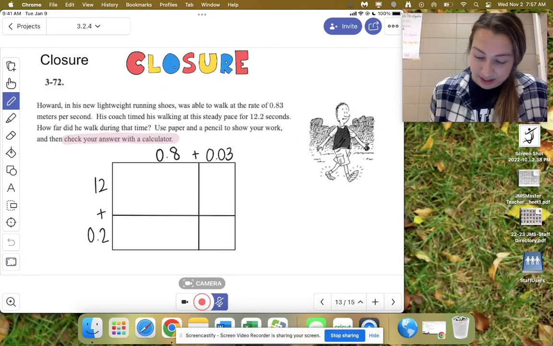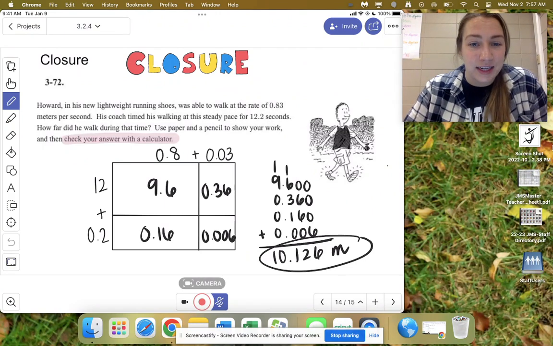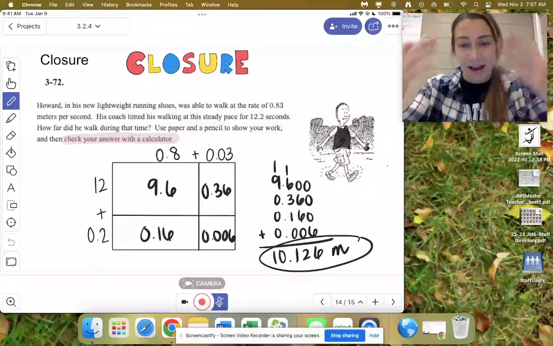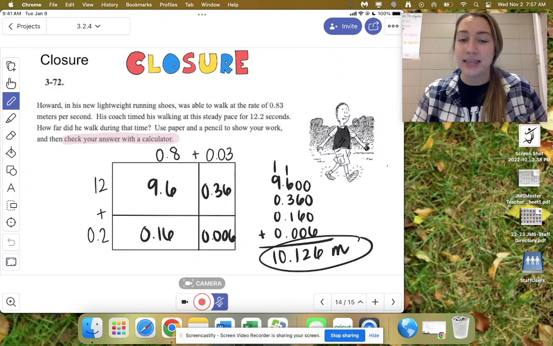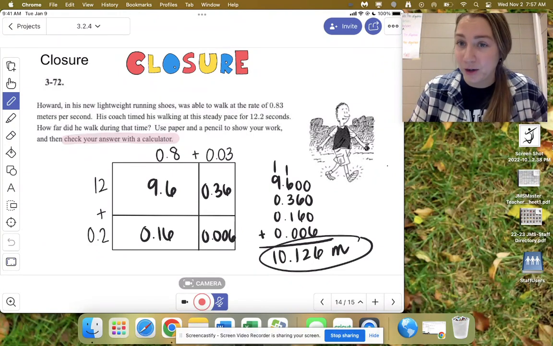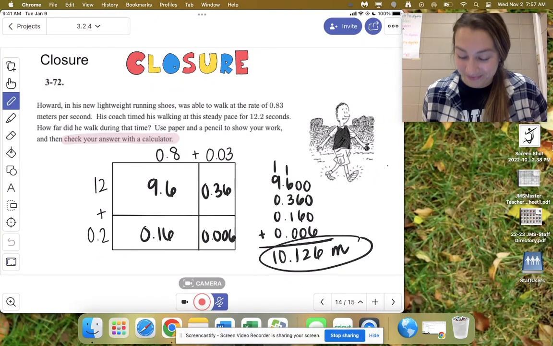All right, Howard, let's see how fast our dude walked here. There's all my work, added them together. I got 10.126 meters. Hopefully you did too.